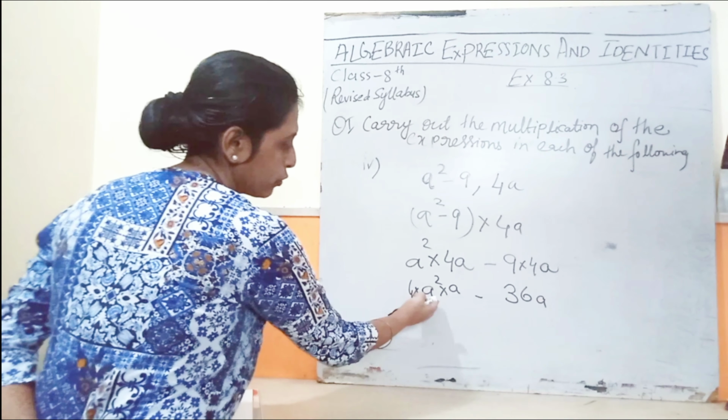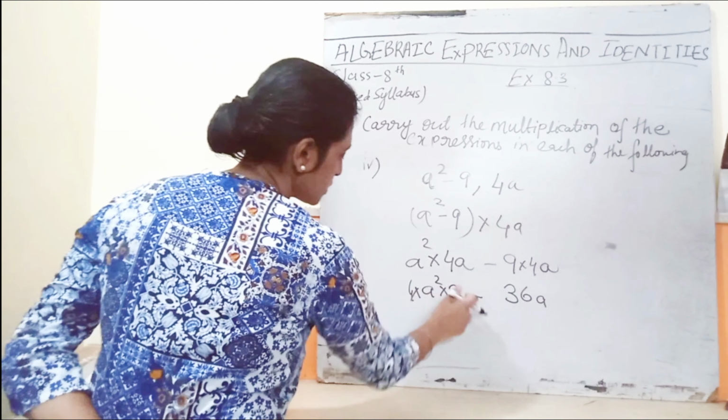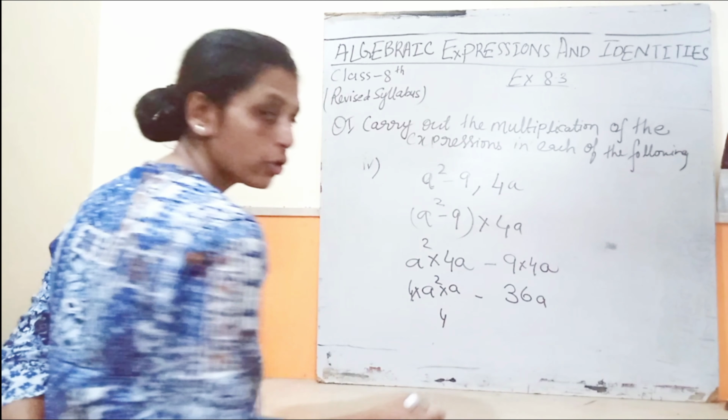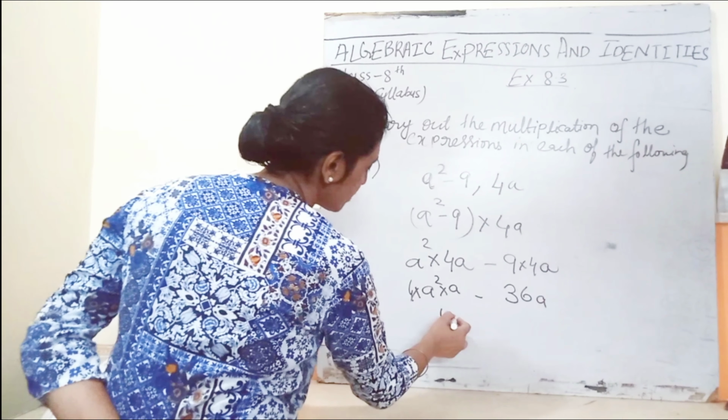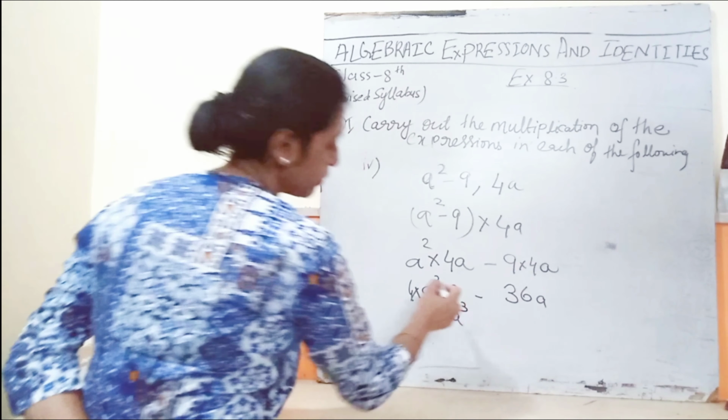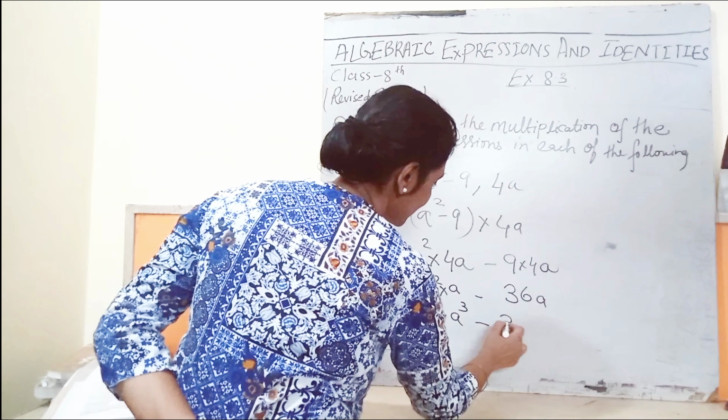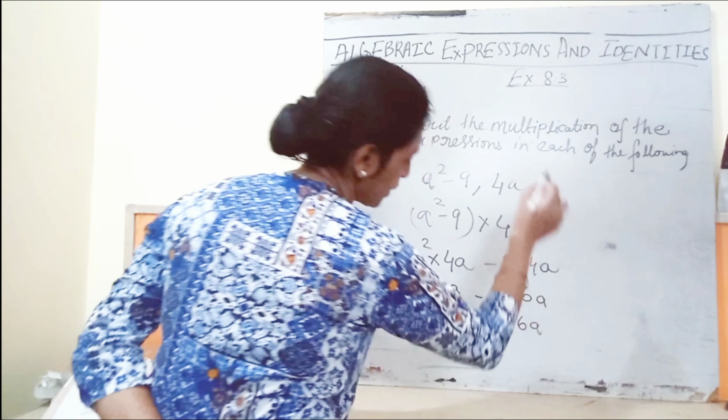And here you can apply the laws of exponents. Bases are the same and the multiplication operation is applied here, so the powers will get added. So it will be 4a cubed minus 36a.